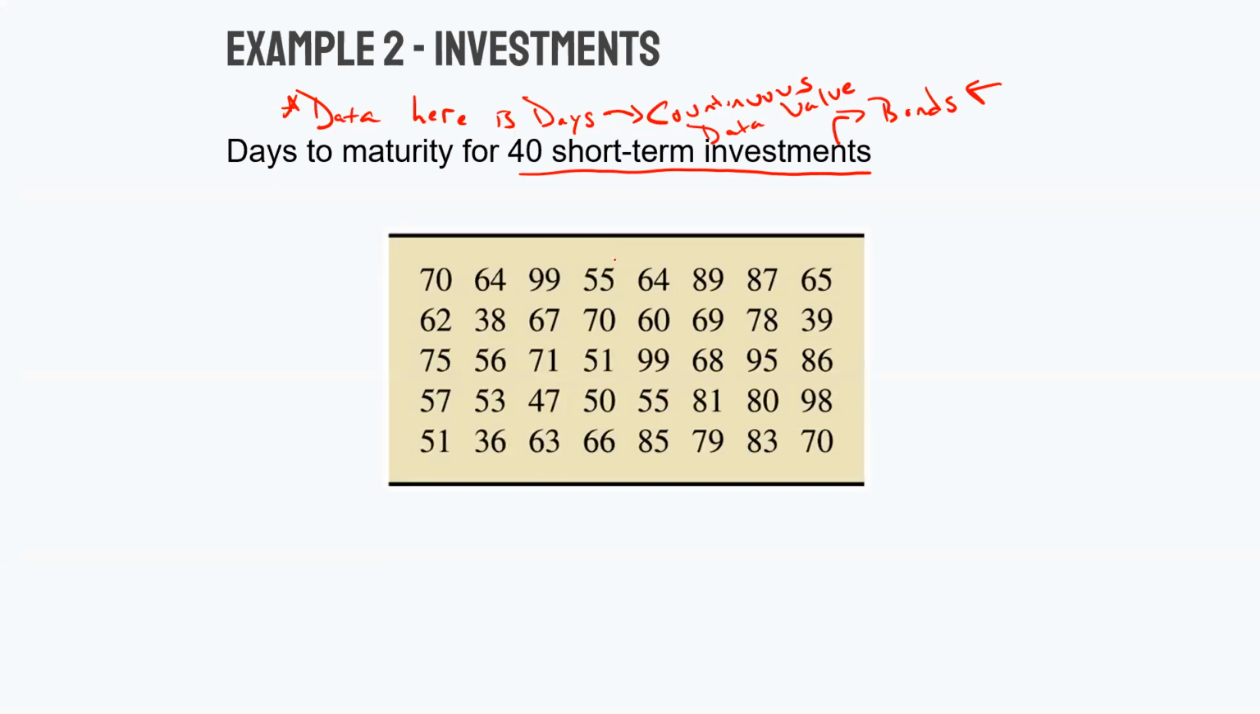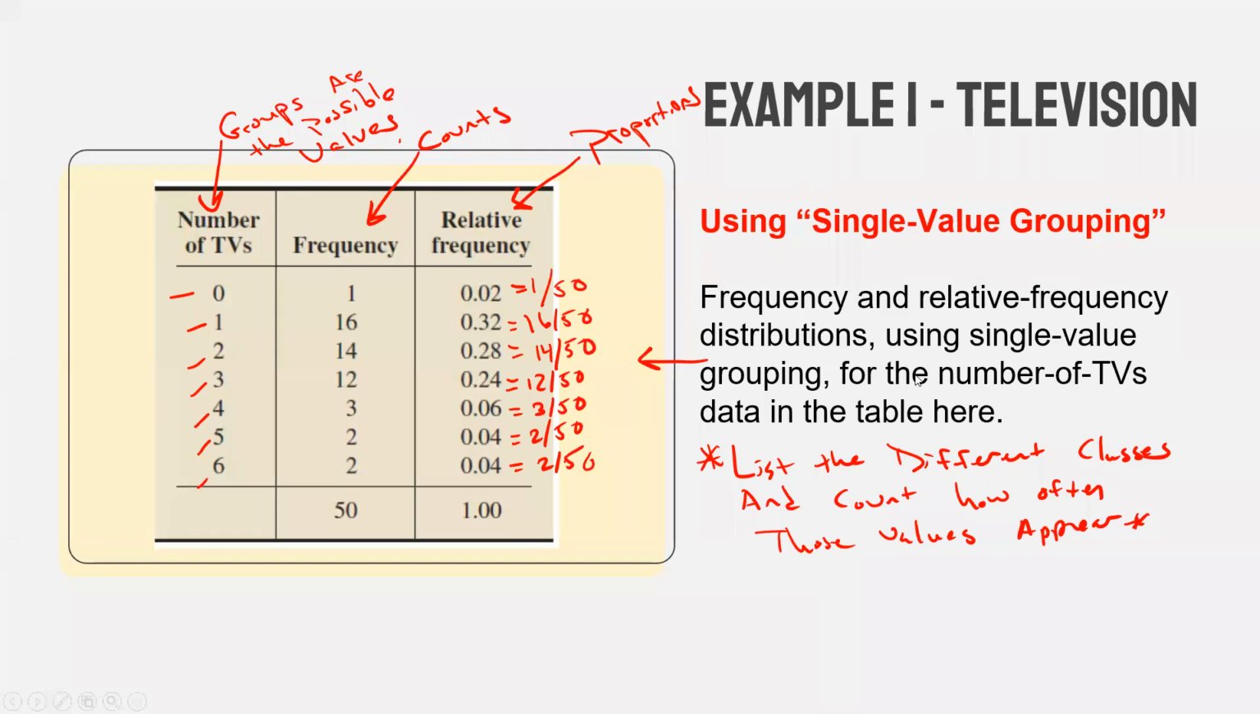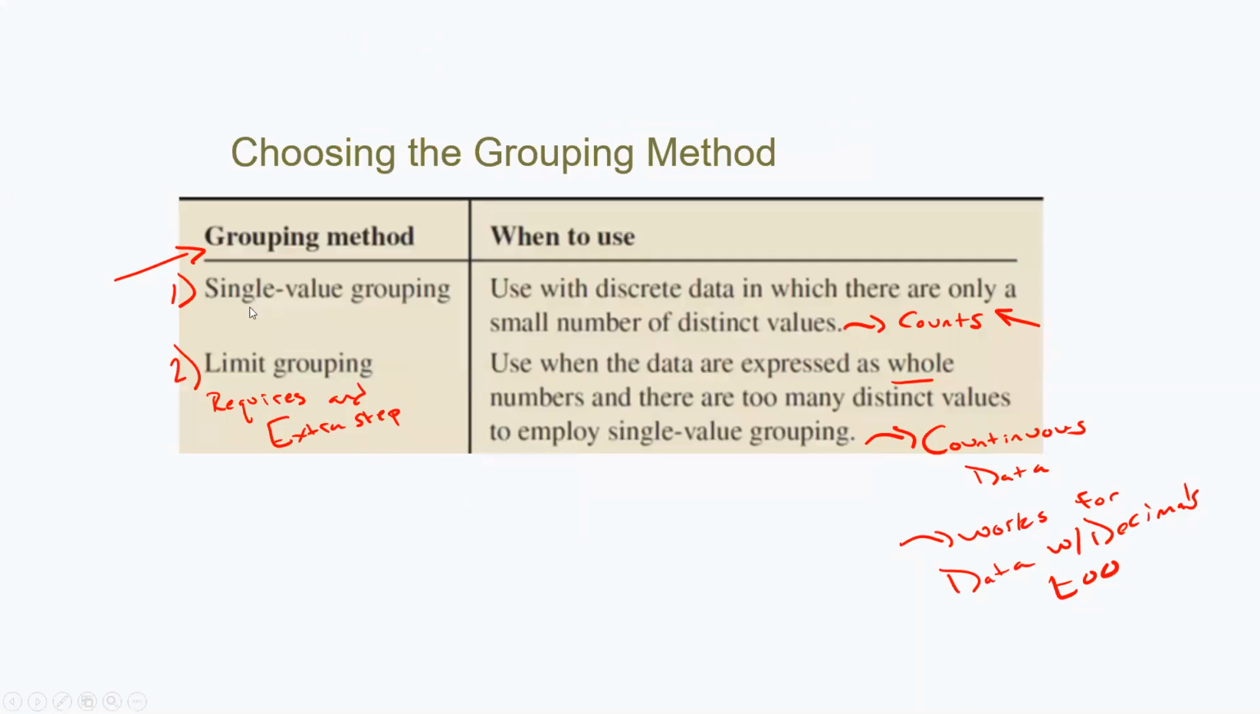70, 64, 99, 55, 64, 89, 87, they're just all over the place. So what you might not want to do here, what might not make sense is using this single value grouping, okay? Instead, what we want to do is introduce this limit grouping.